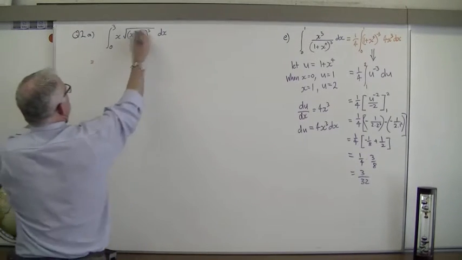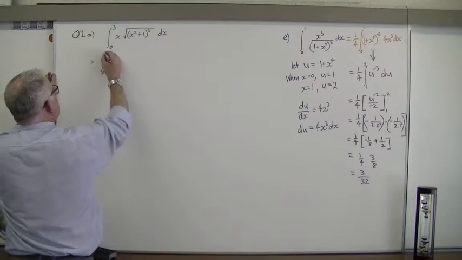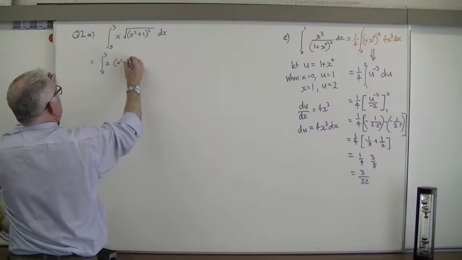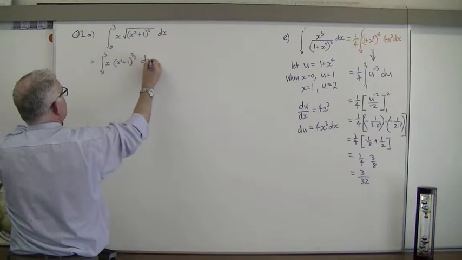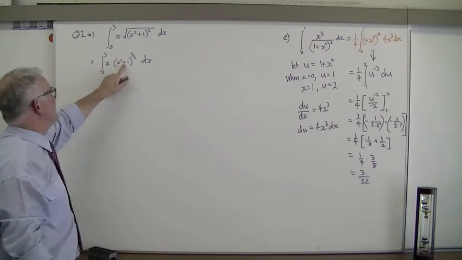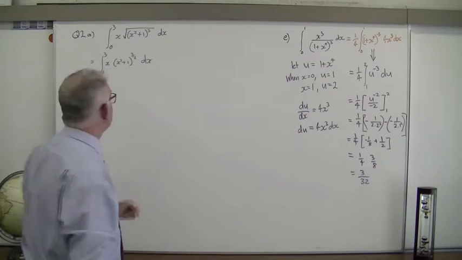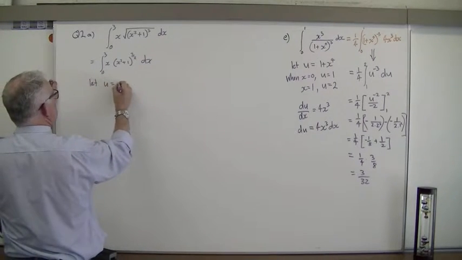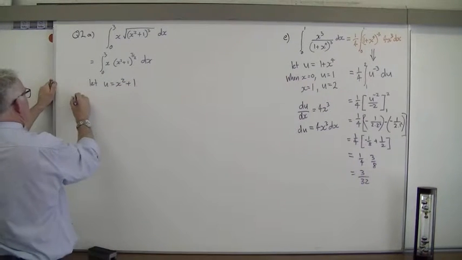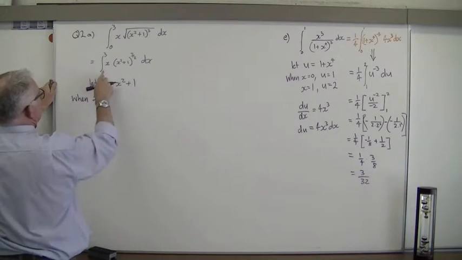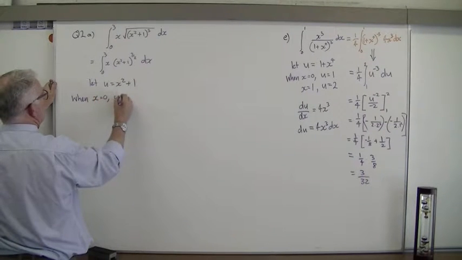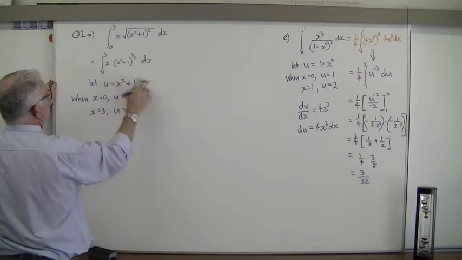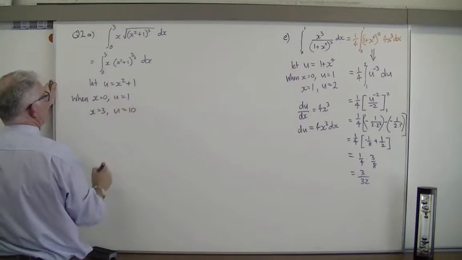And you know what? I'm going to put this into index form straight up. The integral from 0 to 3 of x times x squared plus 1 to the power of 3 on 2 dx. It's the thing inside the brackets that's ugly and that we want to get rid of. So let's make a substitution: let u equal x squared plus 1. That means when x equals 0, u equals 1. When x equals 3, u equals 9 plus 1, 10.